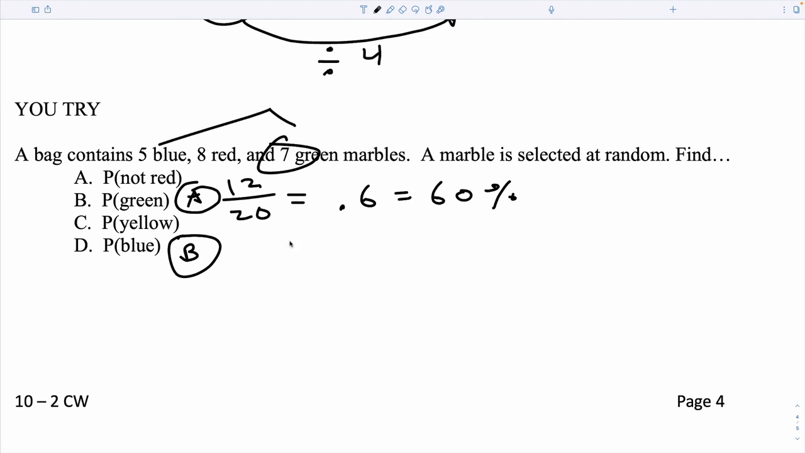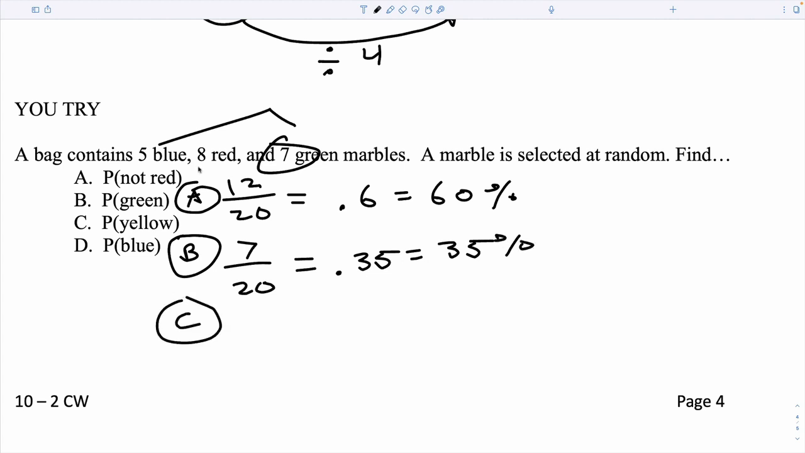Okay. How many green are there total? We'll do it real quick. 7 total, and then 20 marbles. So 7/20ths is what decimal, Milo? Keep going. 0.35 or 35%. And then there's a yellow marble probability, but you don't see yellow up here. So there's 0 out of 20. You can't get a yellow marble even if you tried.